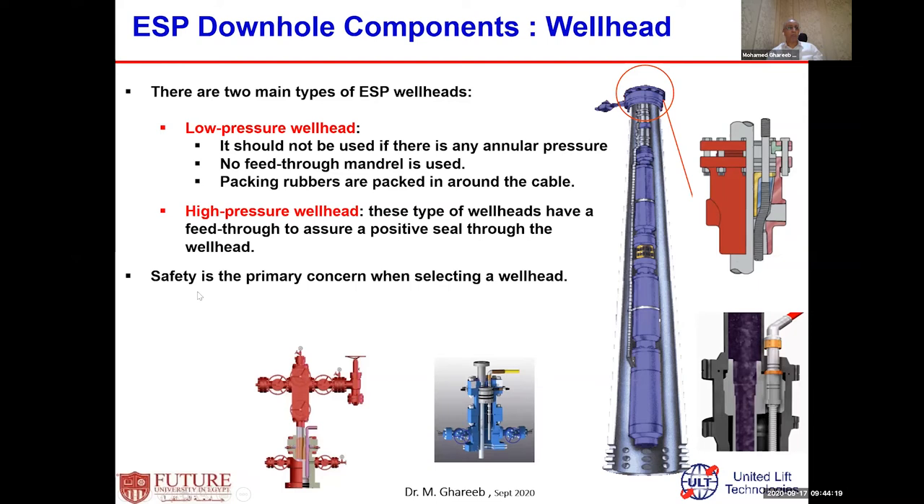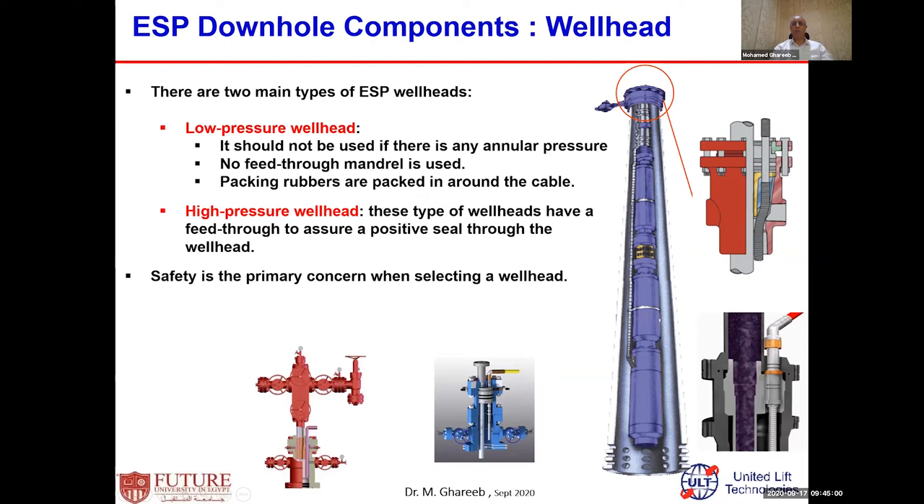Safety here, as I mentioned before, is the primary concern when selecting the wellhead. When you start to select the wellhead, look first at safety. If there is any chance of any hazard coming from here, I will go directly for the high pressure wellhead. The high pressure wellhead costs just a few thousand dollars more, but the well can be saved, the lives of the operators can be saved, and the company can be saved. Safety is the main concern when you are selecting the wellhead.